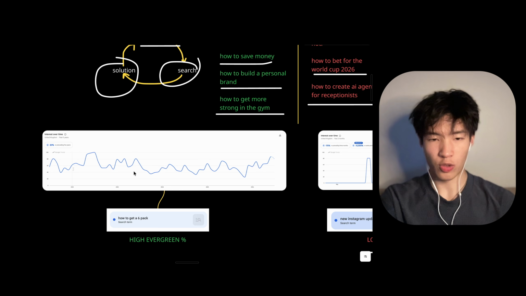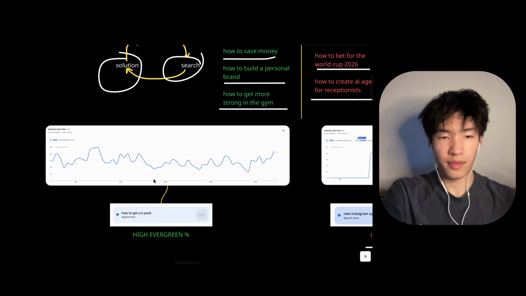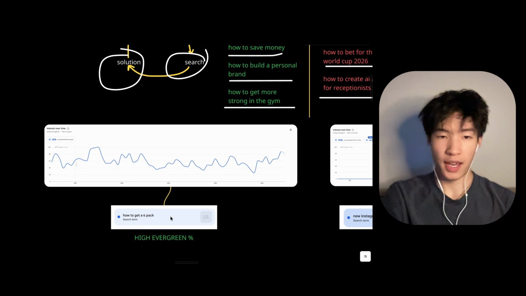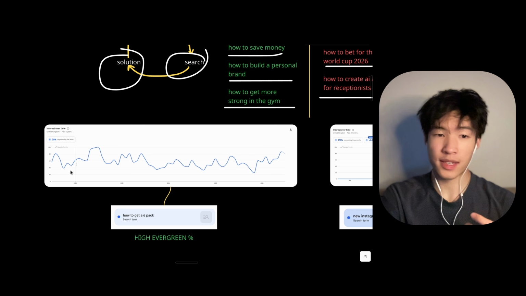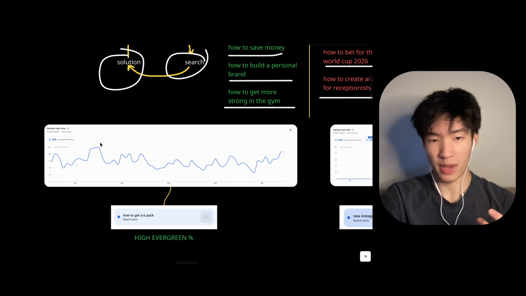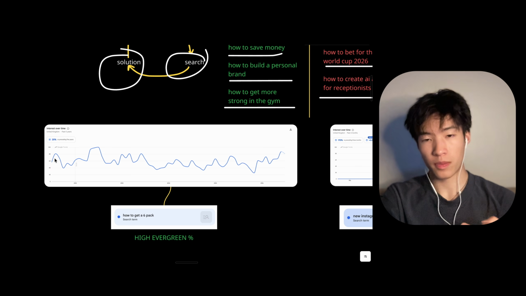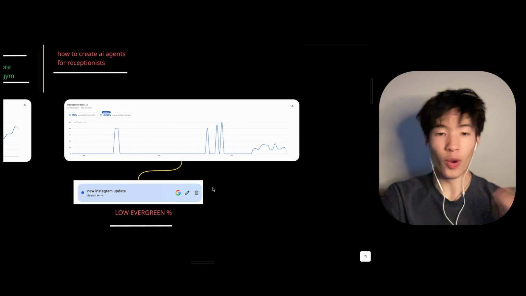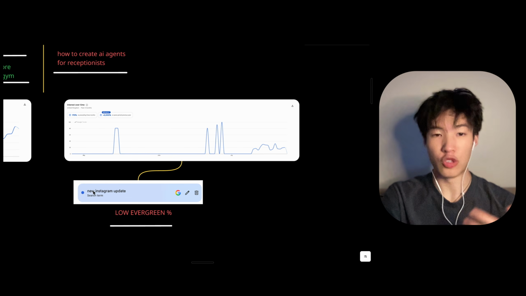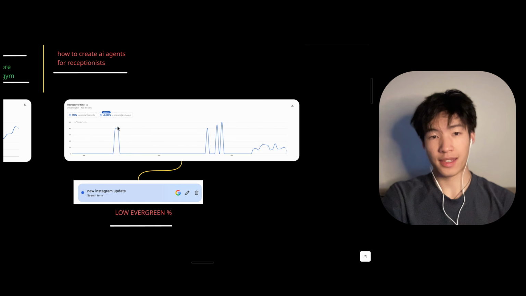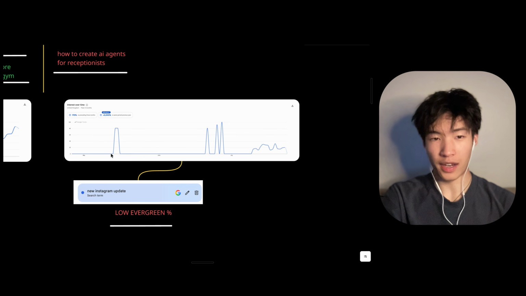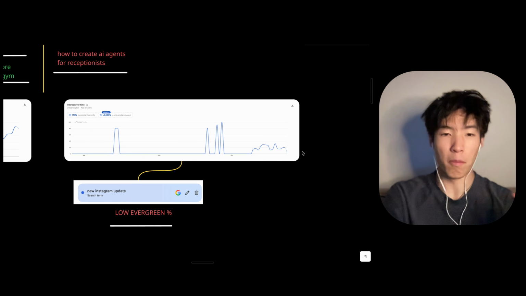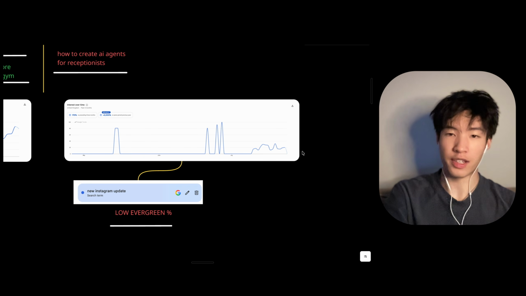And so you can see by these two graphs how to get a six-pack has a really high evergreen percentage. And you can see by the graph that it's just fluctuating, but it's always settled in the middle. There's going to be highs and there's going to be lows, obviously, but usually for most of the time it's just around the middle, right? However, this is a low evergreen percentage, and the topic is new Instagram update. And you can see that it's flat, and then it spikes, and then flat, and then it spikes, and then flat, and then it spikes, right? That's the model of a bad evergreen percentage, because it's not constantly recurring.